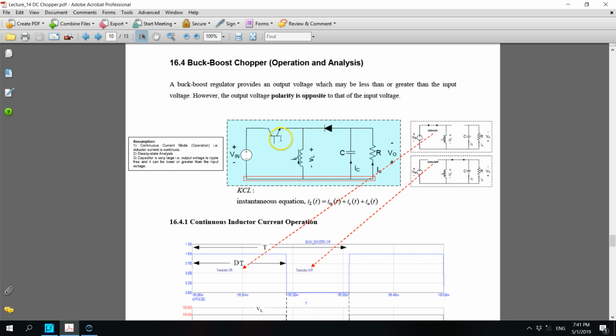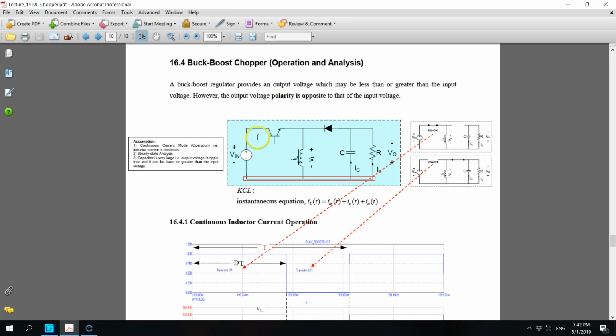Right, and the arrangement of the circuit components. We have the high switch connected to the input voltage, and the inductor is connected there. Then the diode is in the reverse arrangement of what we had before. It is the opposite direction, whereby the cathode is connected to the input side and the anode is connected to the output side.